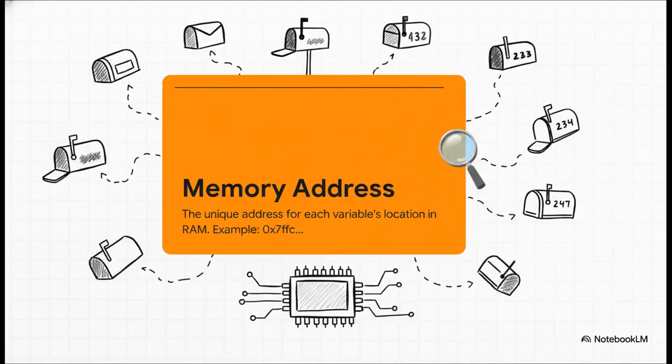And here's the thing. Every single one of those mailboxes has its own unique street number. That's its memory address. It's the specific location that tells the computer exactly where to find that variable. You can actually ask the computer, hey, what's the address for this? And it'll spit out this long, kind of scary-looking hexadecimal number, something like what you're seeing here.